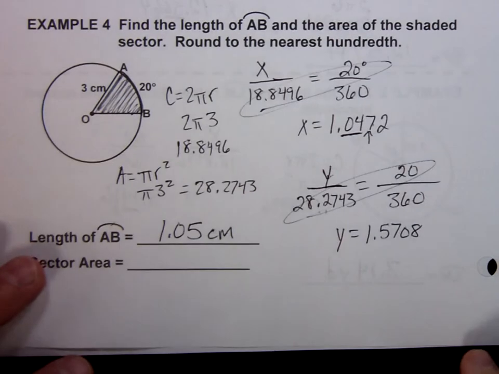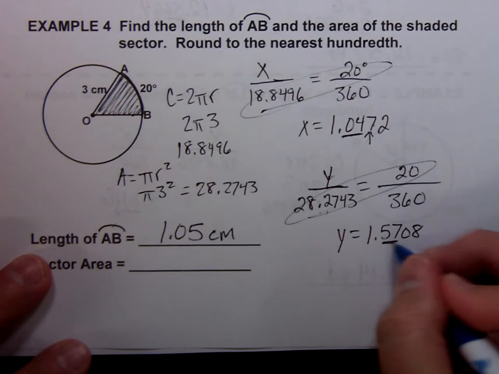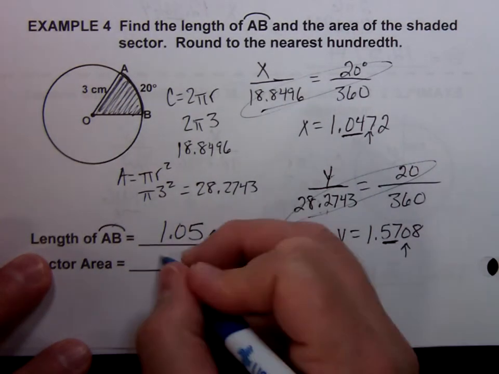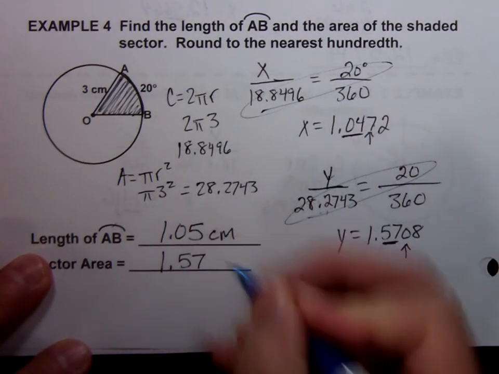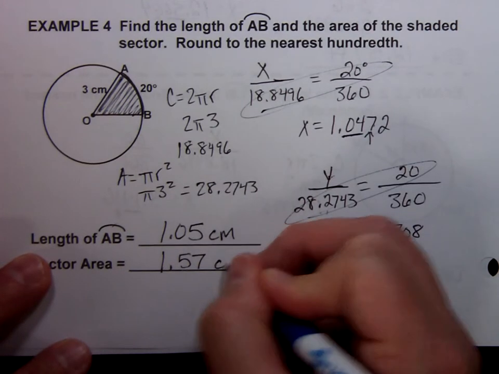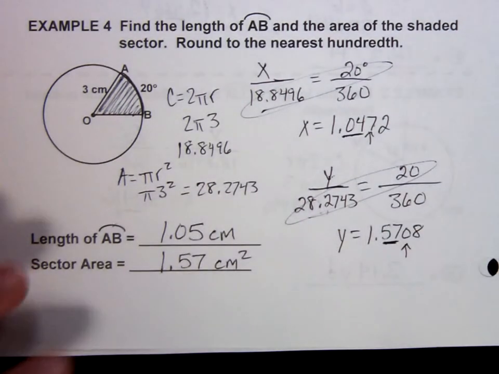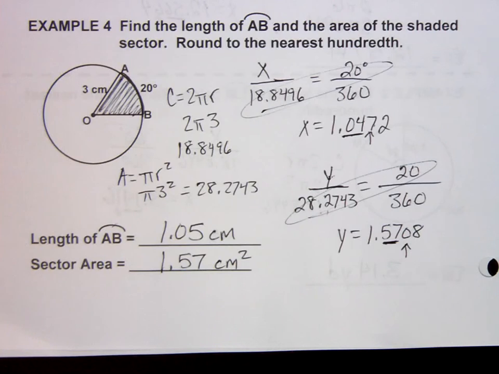Alright, you're going to end up with something like this. When we round to the nearest hundredth, that 0 is definitely not big enough to round up. So we got 1.57, and that was in centimeters. Area will be centimeters squared because it's a two-dimensional measurement.